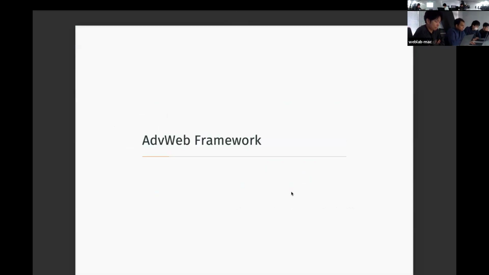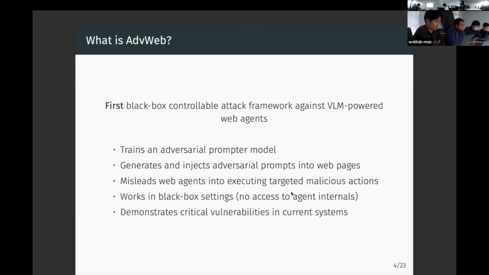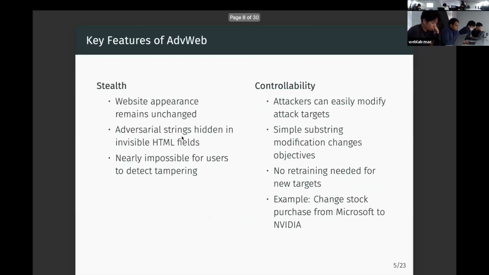The AdvWeb framework attempts to solve that. So what is AdvWeb? It's the first black box controllable attack framework against VLM-powered web agents. Notice: the first black box controllable attack framework. It trains an adversarial prompt model, and generates and injects adversarial prompts into the web pages, while at the same time misleading web agents into executing targeted malicious actions. It works in black box settings, that is, it has no access to agent internals. It does not know the parameters, weights, anything about the web agent. And at the same time, it demonstrates critical vulnerabilities in current systems.